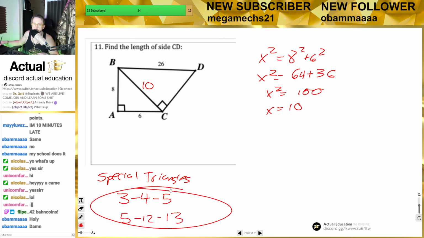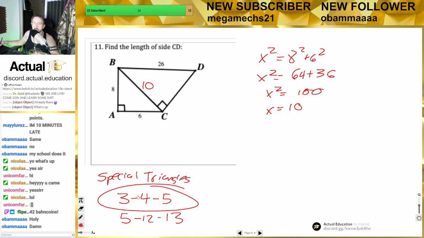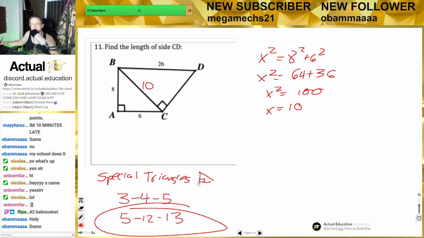Have you seen these numbers before? Okay. So what this means is that if a triangle has two small sides, 3 and 4, and it's a right triangle... sorry, first of all, these are right triangles. They have to be right triangles. Then the hypotenuse, the biggest side, is going to be 5. And this is the other one you should know, which is 5, 12, and 13.